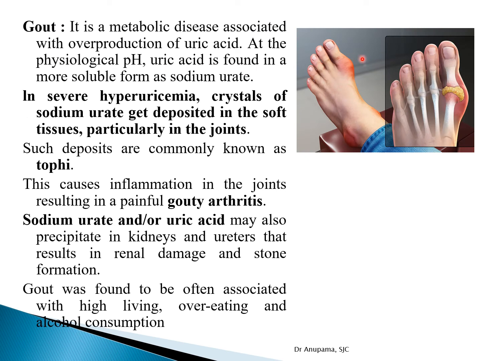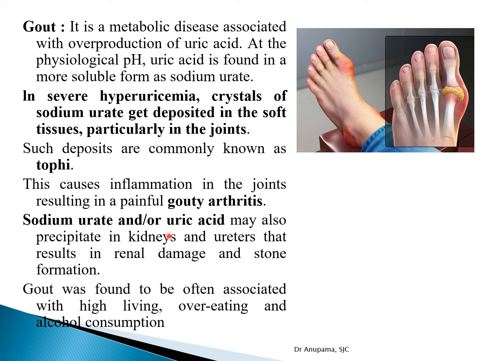One disease state which is very prominent is gout. It is a metabolic disease associated with overproduction of uric acid. At the physiological pH, the uric acid is found in a more soluble form as sodium urate. In severe hyperuricemia, crystals of this sodium urate get deposited in the soft tissues, particularly in the joints. Such deposits are known as tophi. This causes inflammation in the joints, resulting in painful gouty arthritis.